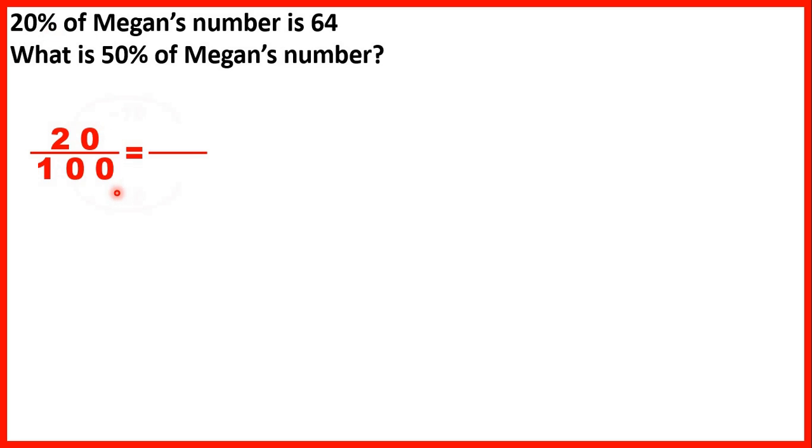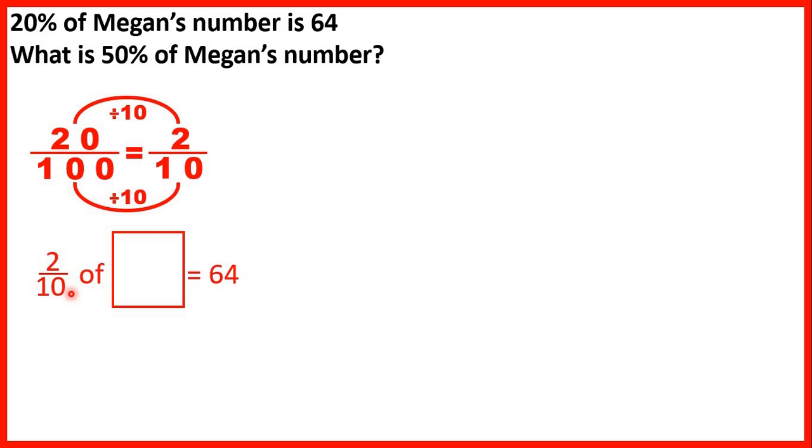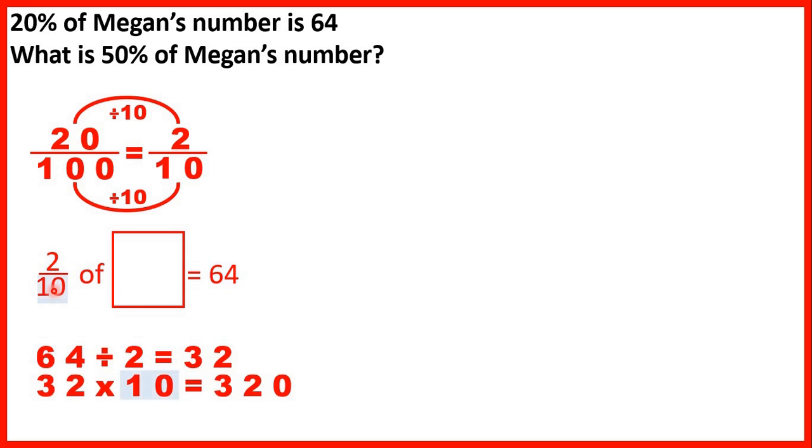20% is 20 hundredths, but we can simplify that to 2 tenths. So we know that 2 tenths, or 20%, of Megan's number is 64. So we can write what we know as a missing number problem. Now usually, to find a fraction of a number, we divide by the denominator times the top. But here, because it's a missing number problem, we need to divide by the numerator, and 64 divided by 2 is 32, and then we can multiply that by the denominator, and 32 times 10 is 320.